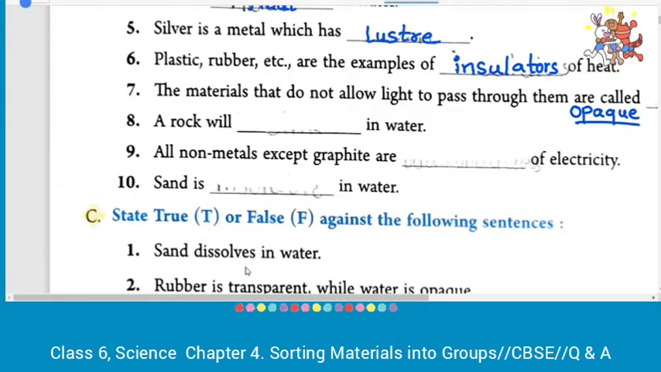Eighth: a rock will dash in water. Rock will sink in water. It will not float. Ninth: all non-metals except graphite are dash of electricity. All non-metals except graphite are bad conductors of electricity. 10th: sand is dash in water. Sand is insoluble in water.